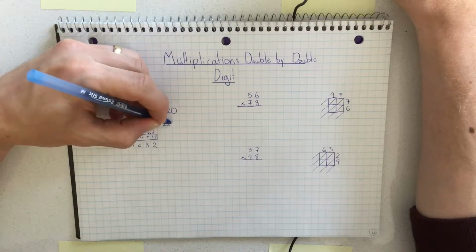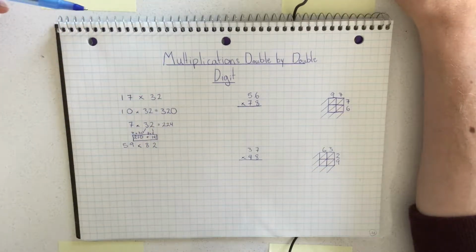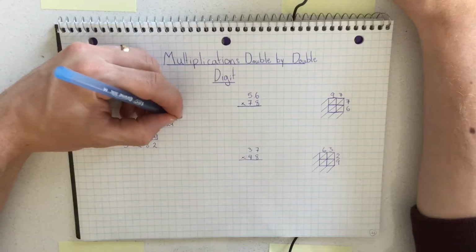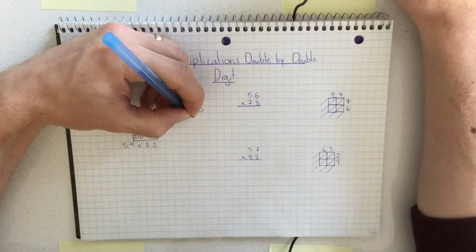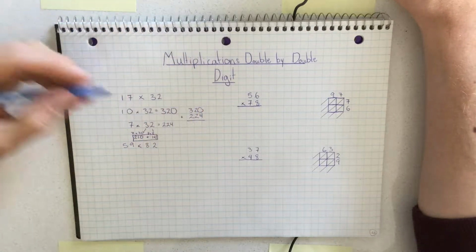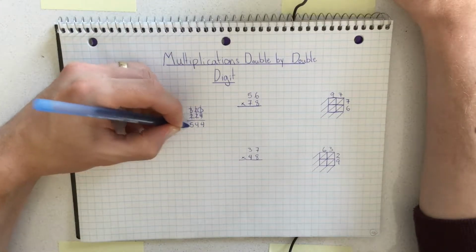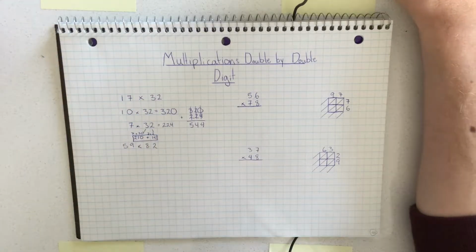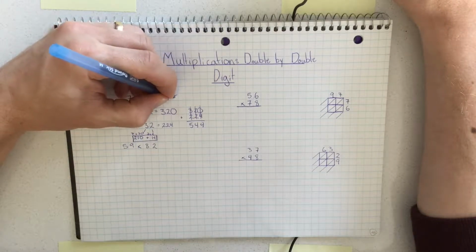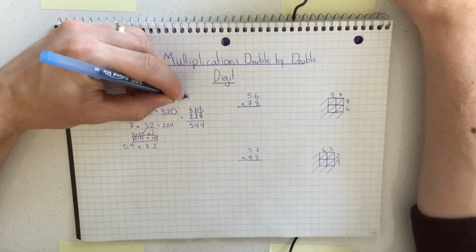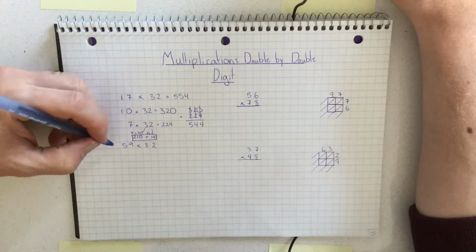And we have 224. So now I have these two separate products, and just like we did with double by single digit multiplication, I'm going to add those two together. And we're left with a product of 544. So that's one way that we can break a larger multiplication problem into friendly factors. We'll do one more of those problems.